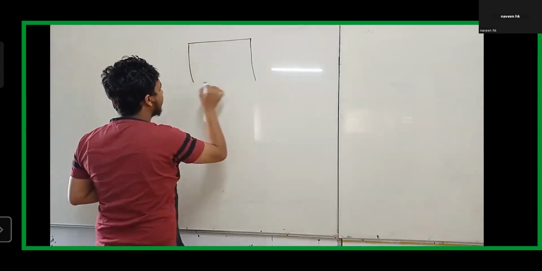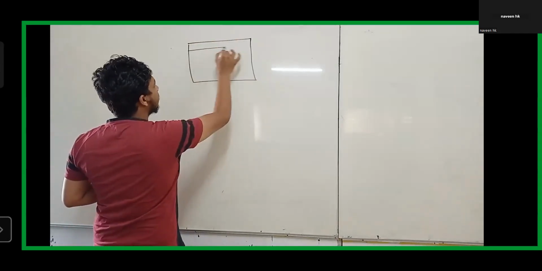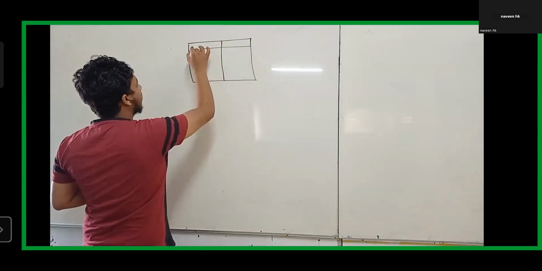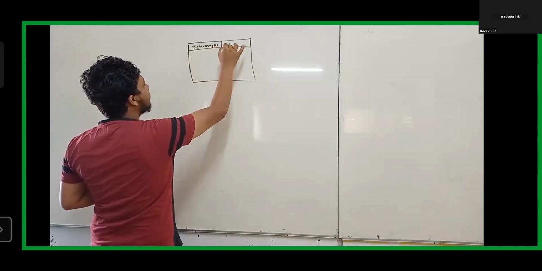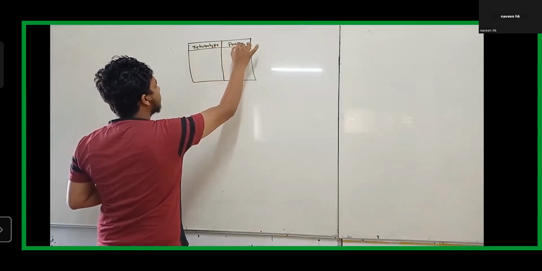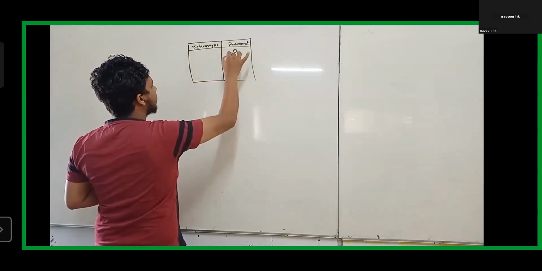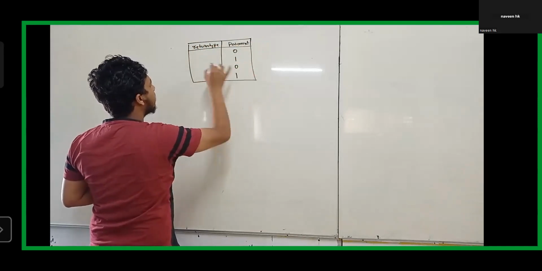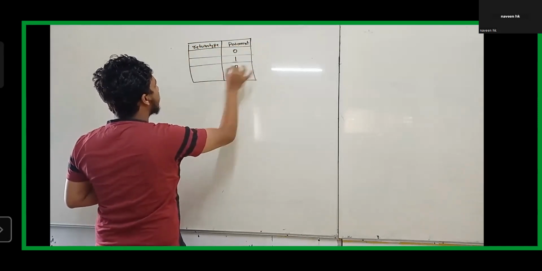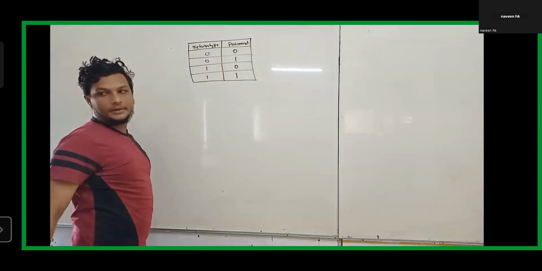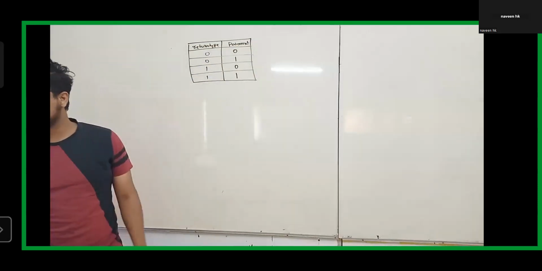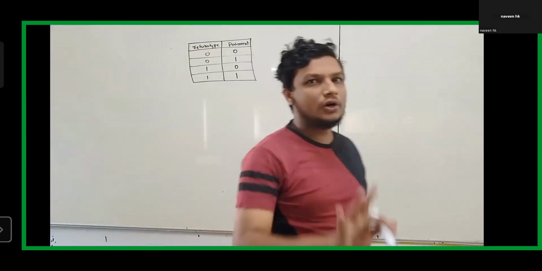Return type, parameter. I'll mark it as 0, 1, 0, 1, and I'll mark it as 0, 0, 1, 1. If you follow this particular pattern, we can create 4 types of methods.